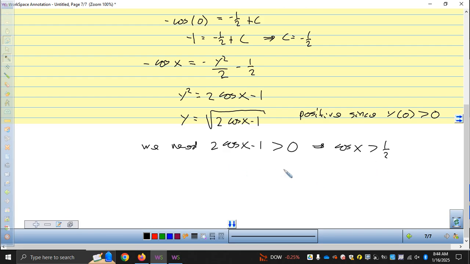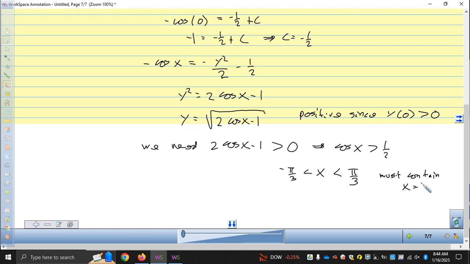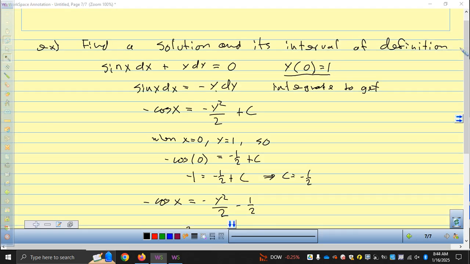So we have negative pi over 3 less than x less than pi over 3 for cosine x to be greater than 1/2. And this interval must contain x equals 0. Because there are other intervals between which cosine is greater than 1/2, but that interval has to contain x equals 0 for it to contain our solution.